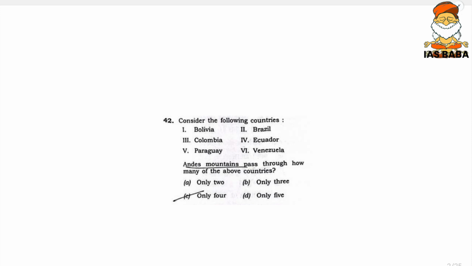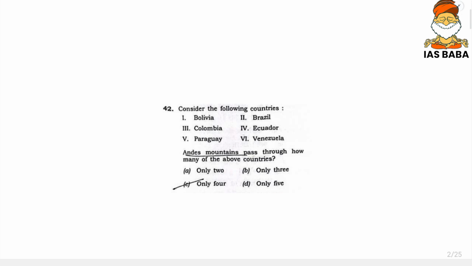This was a very simple, very easy, mapping based question. The question was, consider the following countries: Bolivia, Brazil, Colombia, Ecuador, Paraguay, and Venezuela. Now the question was, the Andes mountains pass through how many of the above countries?